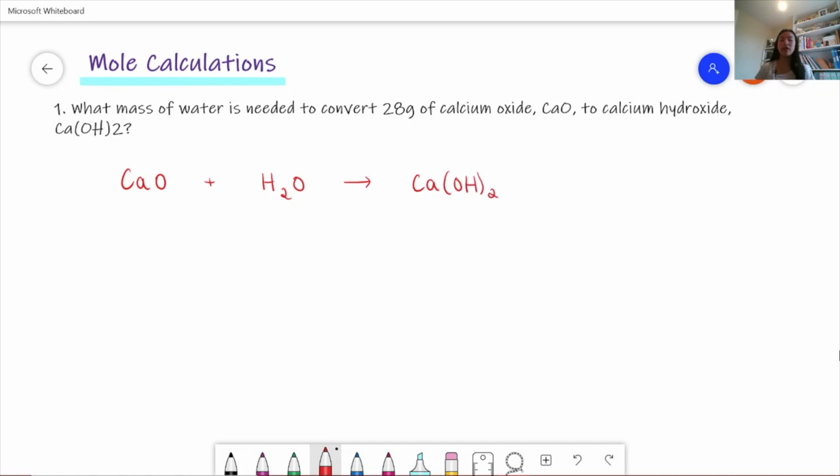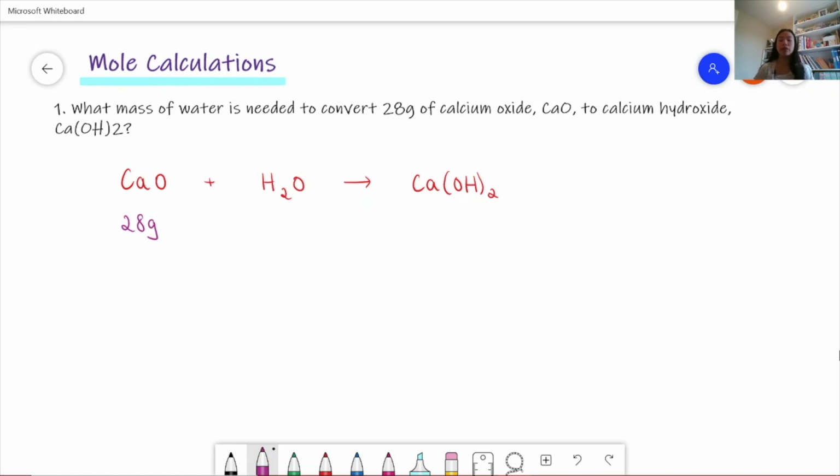And now we need to check if the equation's balanced, which it is. So this is our chemical equation. And then what I like to do is just write down what I have of everything, basically everything that's given to us in the question. So we're told that we have 28 grams of this calcium oxide and nothing else.